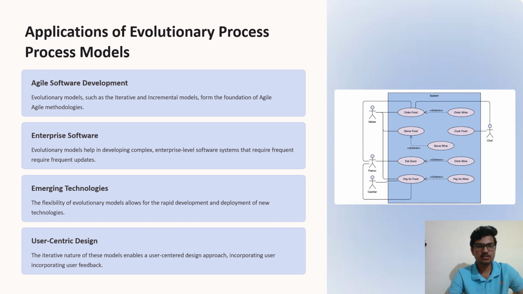Emerging technologies involve the flexibility of evolutionary models, which allows for the rapid development and deployment of new technologies. Next is user-centric design. Here the iterative nature of these models enables a user-centered design approach, incorporating users' feedback to be collected together so that we can gather feedback for the smooth functioning of the agile process models.